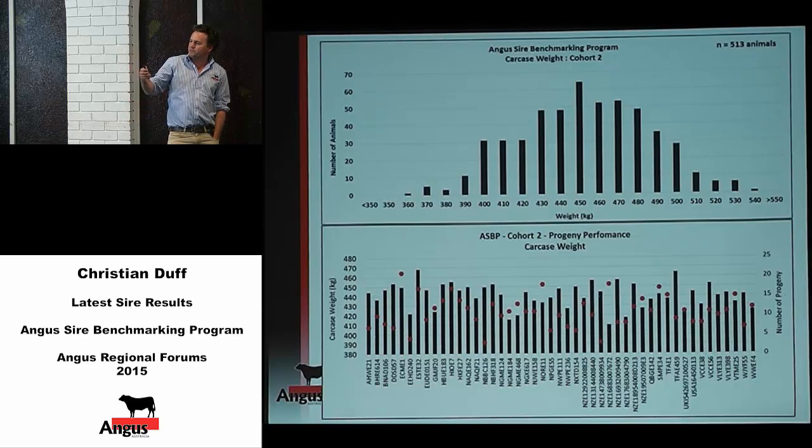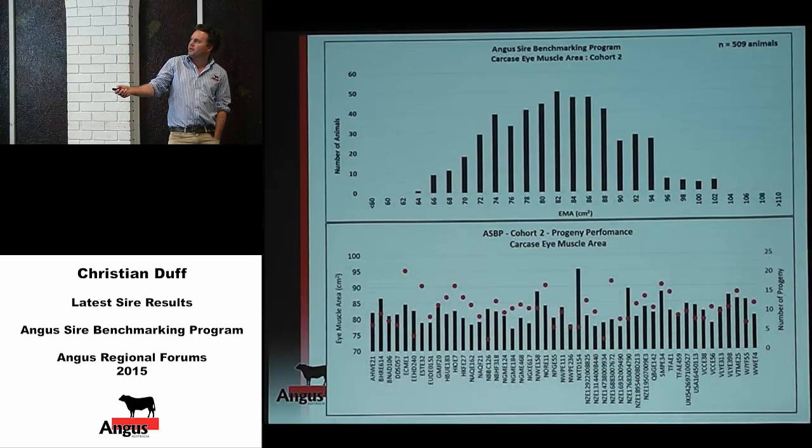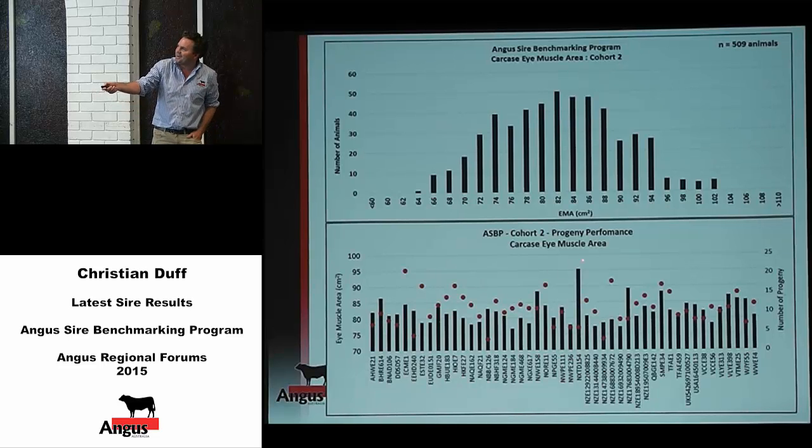Again, I'll give you a report with all this information displayed in a second, but let's just focus on this for now. This is eye muscle area. You can see here our spread in eye muscles from 64 square centimetres up to 102. It's not quite an even distribution there, but close. As you can see here, we've got this particular bull. I can't remember the name. Anyway, he's got the highest eye muscle area on a progeny average of 95, based on probably about 6 progeny coming through a carcass.